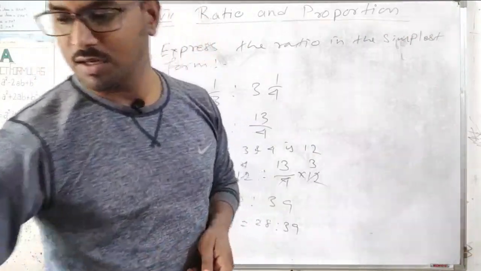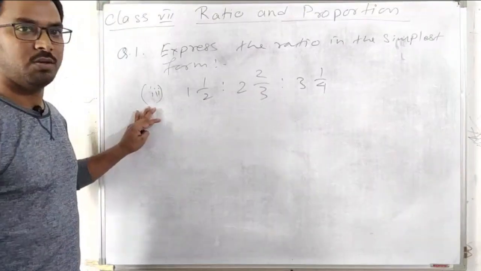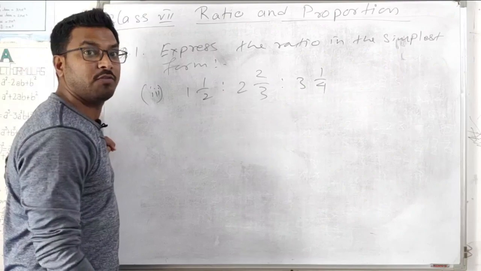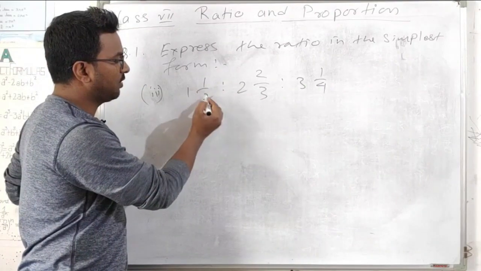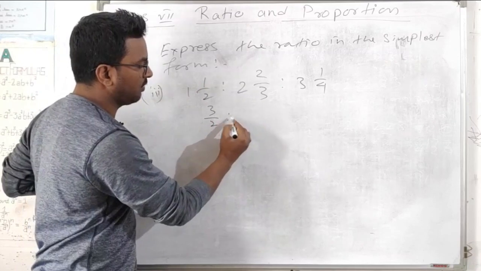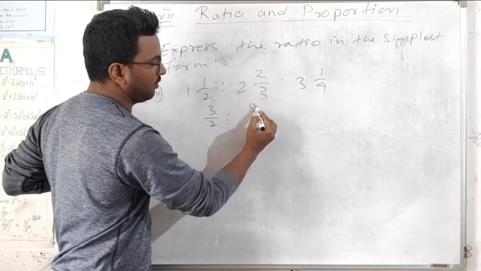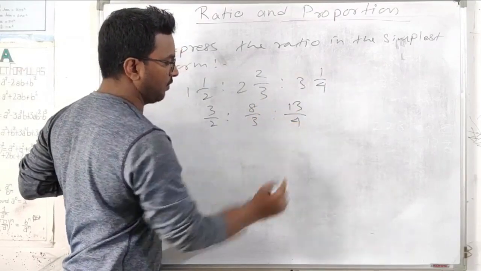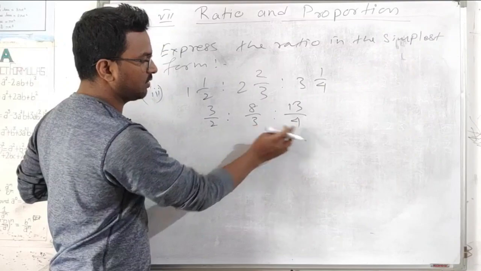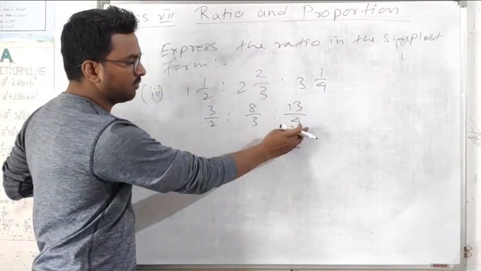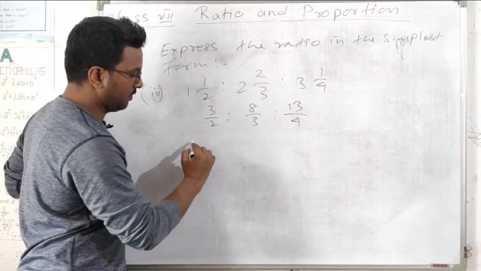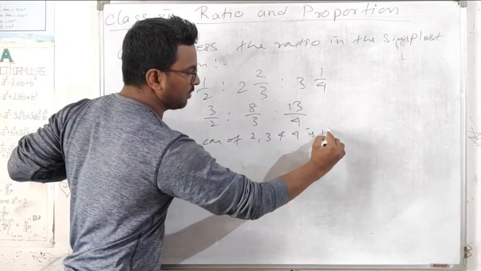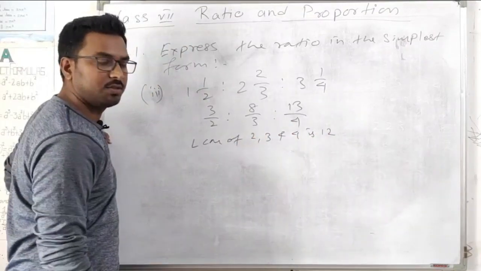Okay, what if there are three numbers? So this is our third question. This is also given in mixed fraction, so we have to convert into fractions. 2 ones are 2, 1 plus 2 is 3, 3/2. This will become 3 twos are 6, 6 plus 2 is 8, 8/3. 4 threes are 12, 12 plus 1 is 13, 13/4. Now we have to find the LCM of these three numbers. So the LCM of 2, 3 and 4 is 12. So you multiply all the numbers by 12.